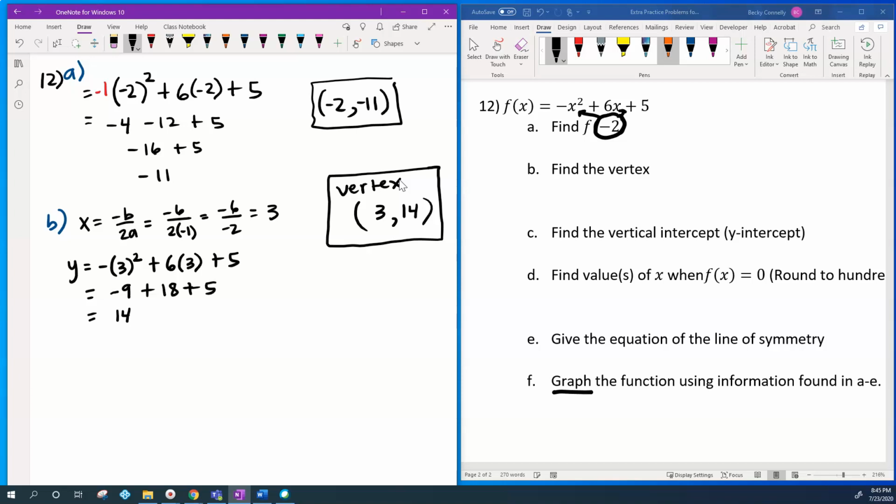All right, double check me on that. Is that what you guys got for the vertex? Do that right.